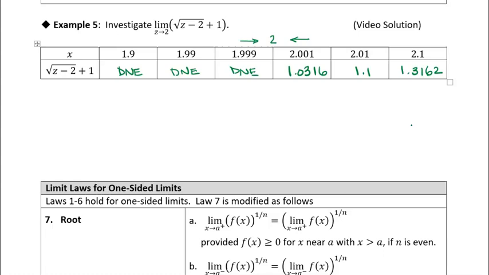So the limit as z approaches 2 of this function, square root of z minus 2 plus 1, this limit does not exist. DNE. Okay? Because the square root is undefined for negative numbers. So we can approach from the right, but we can't approach from the left, so that means that the limit doesn't exist.